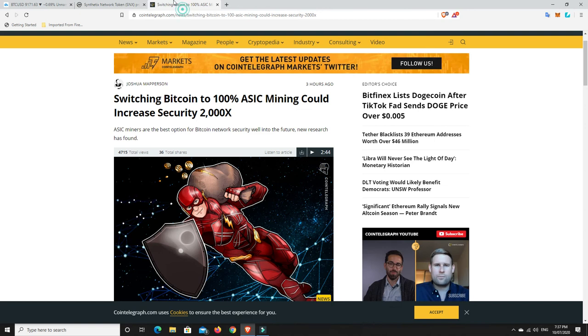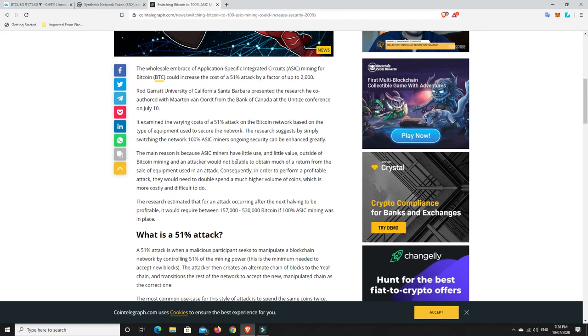So loving it. Now, an interesting article I found on Cointelegraph talks about what happens if everyone switches to ASIC mining machines. They said it would increase security by 2000x. Basically, if everyone got onto ASICs, it would make it too expensive for someone to do a double spend on Bitcoin, the 51% attack. After the next halving, someone would require 157,000 to 530,000 Bitcoin to do a 51% attack, because you need to have X amount to make the attack work.